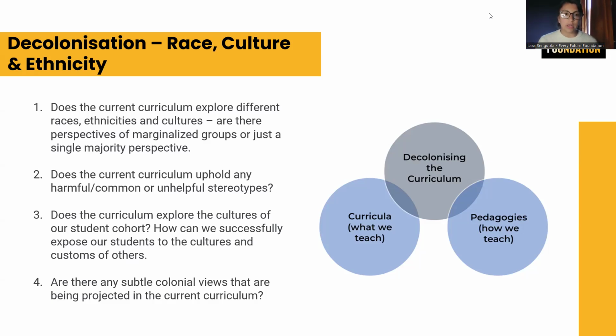So one of those subtle colonial views would be starting Black history at the point of enslavement. That's a colonial view that there was no history before then, or no Black excellence before enslavement. That would be quite subtle, and that's a result of simply the omission of pre-enslavement history.